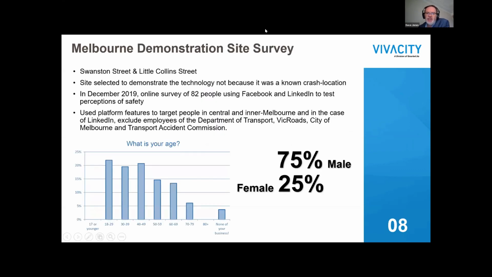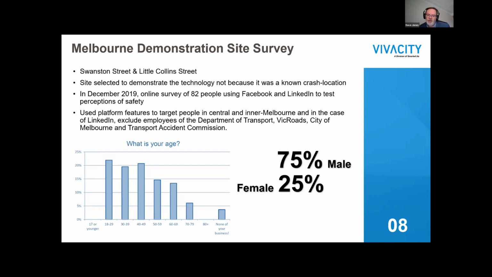Now, the Melbourne demonstration site wasn't selected because there was a crash problem, so there isn't a comparable crash study for Melbourne. It was picked as a demonstration site. It was picked because of the volume of pedestrians and how it would be seen by a wide number of people in central Melbourne near the town hall on Swanston Street. And it's not necessarily a typical location. It's not a high crash location like those South Korean sites, and therefore there's not the same sort of evaluation.